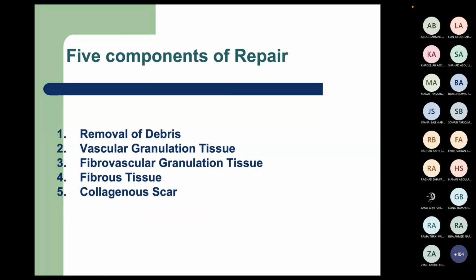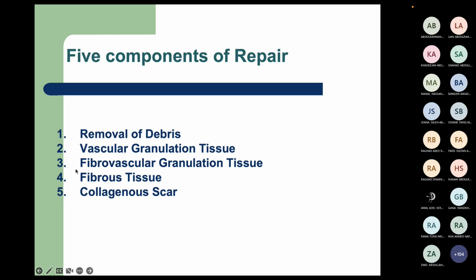So some people give different names to all these steps. They say there is a removal of the debris. Sometimes there is inflammation and healing going together. That is the definition of chronic inflammation, when healing and inflammation go together. So there's removal of debris. Then granulation tissue is formed, which is vascular. In the first pictures there are a lot of blood vessels, so it is vascular granulation tissue.